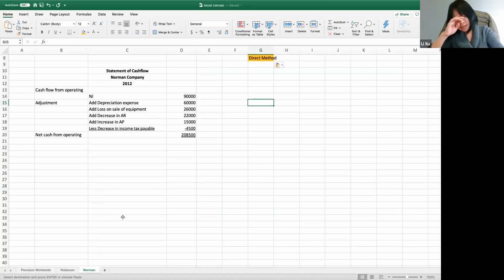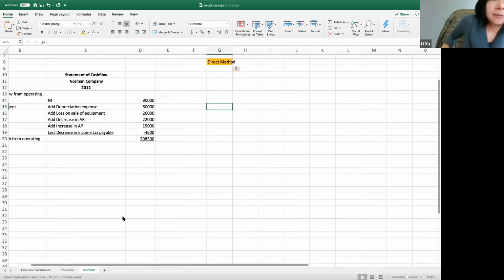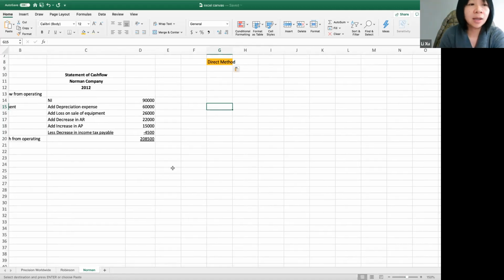I just want to emphasize this one more time. CFO is about the income statement, current assets, and current liabilities. CFI is about long-term assets. CFF is about long-term liabilities and the equity section. That makes sense? There are only two accounts we don't need to consider, which are cash and retained earnings.